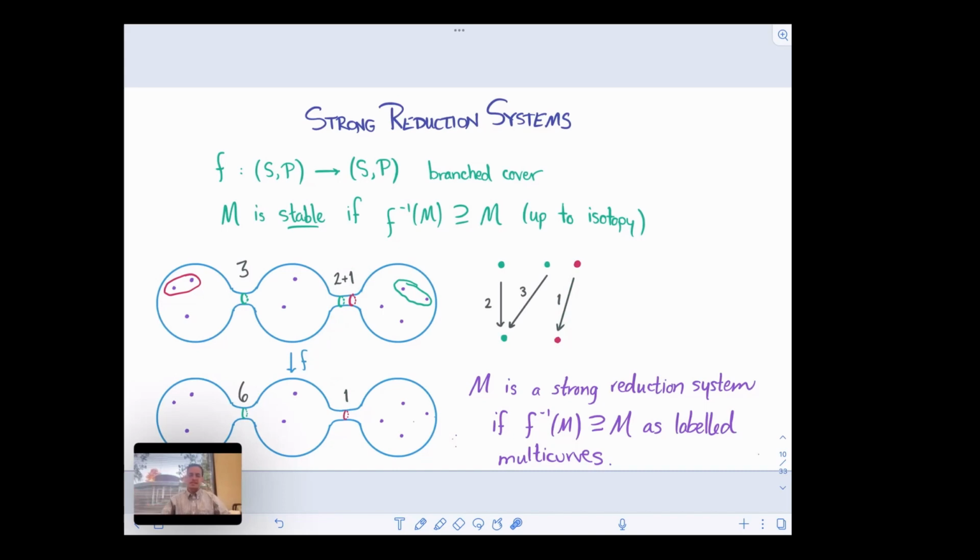Any questions on this definition? I'm not done with this slide yet, but any questions on this definition? I packed a lot into a small amount of notation.